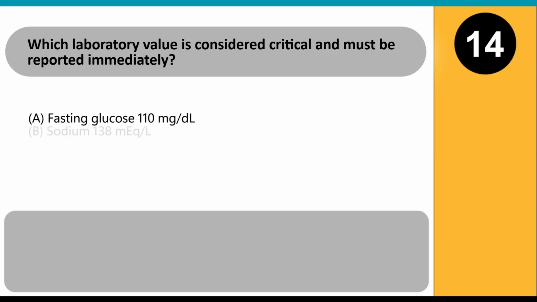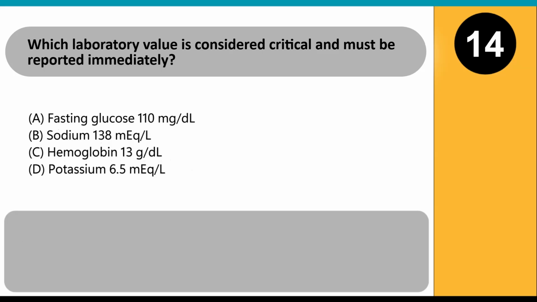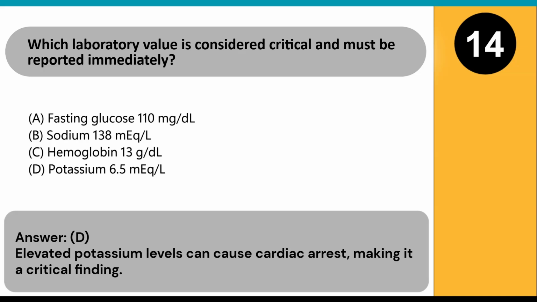Which laboratory value is considered critical and must be reported immediately? A. Fasting glucose 110 mg per deciliter. B. Sodium 138 milliequivalent/L. C. Hemoglobin 13 g/dL. D. Potassium 6.5 milliequivalent/L. Answer: D. Elevated potassium levels can cause cardiac arrest, making it a critical finding.